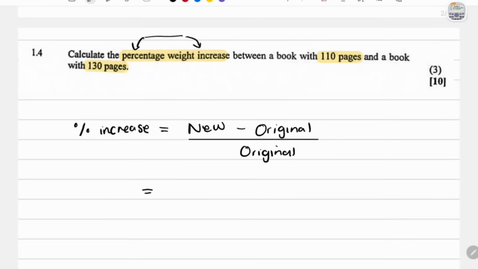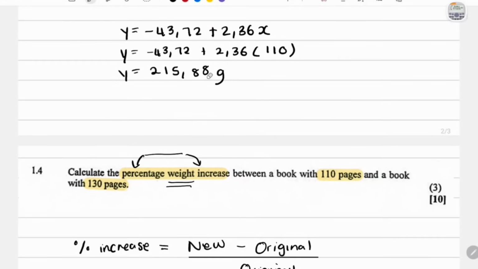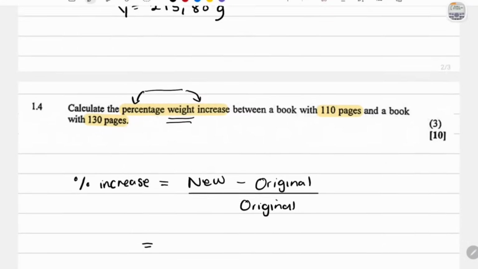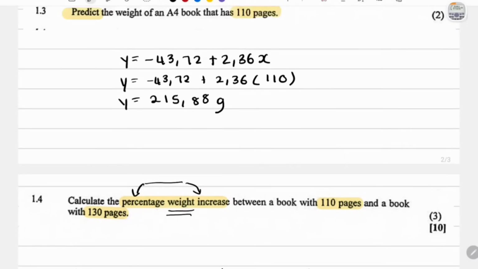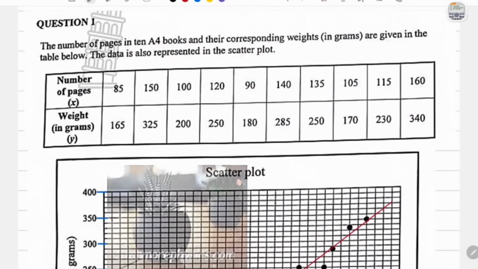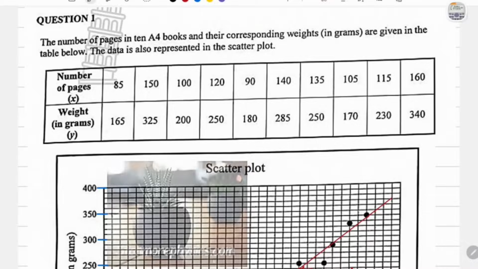So the new amounts that we would have is because they said a book with 110 pages with a book with 130 pages. So we'd have to take the one with 130 pages minus the one with 110 pages divided by the one with that. But remember, it's saying calculate the percentage of the weight increase. This is just the pages. Okay, so we know the approximate amount of grams, the weight of the 110 pages. So it means that first you have to find the weight of 130 pages. Now let's just check if we actually do have that information in our table. Do we? No, we only have 135. Okay, 135 pages will give you 250 grams. So we don't have that.